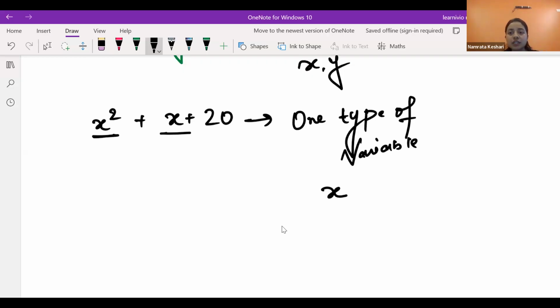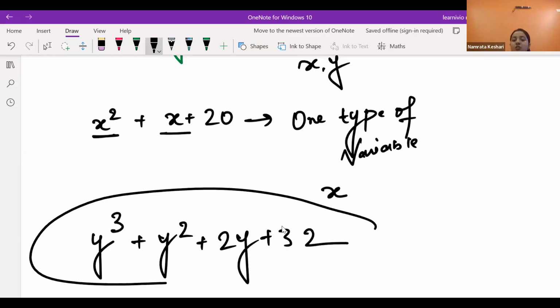Now if I am saying one variable, you should be clear what that means. That doesn't mean that only one x you can see, no. You can see x so many times, that's fine. But other variables y, z, t, u, v must not be there. If y is there, only y must be there, like y cube plus y square plus 2y plus 32. This is one algebraic expression where one variable, that is y, is involved. Making sense? So this is the first condition.